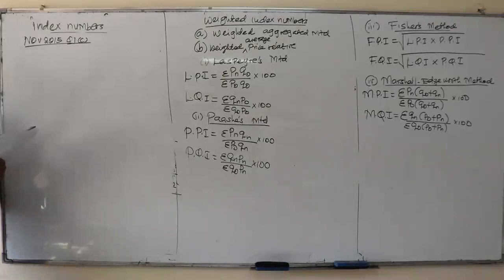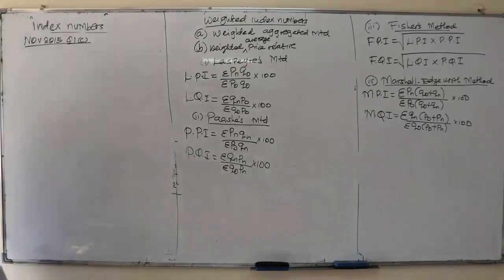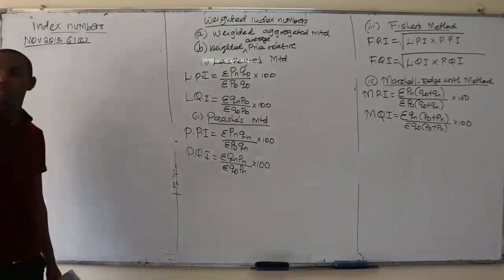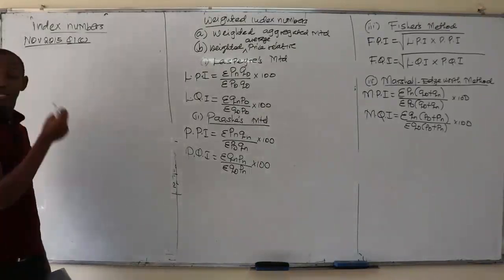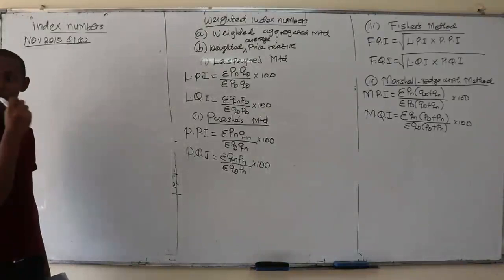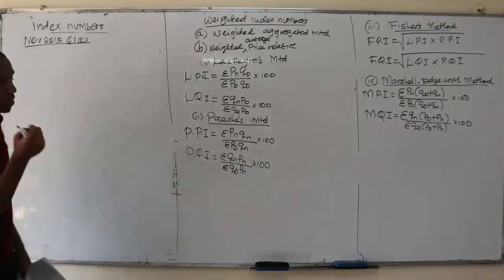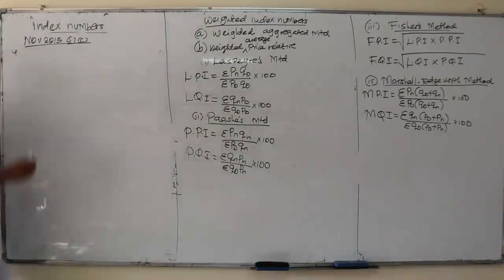In this case we can also add the Marshall index. Let us do all of them here. What we need to know is what we call P0Q0, and these are the base values. So I will have the year, I mean, I will have the item.